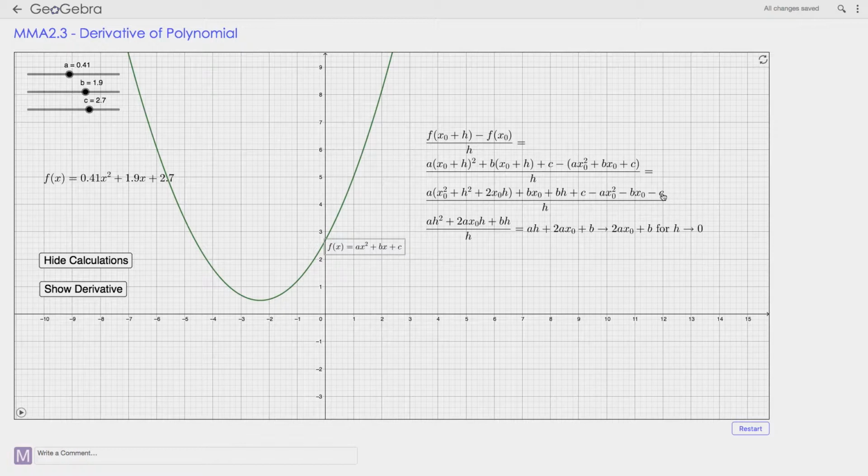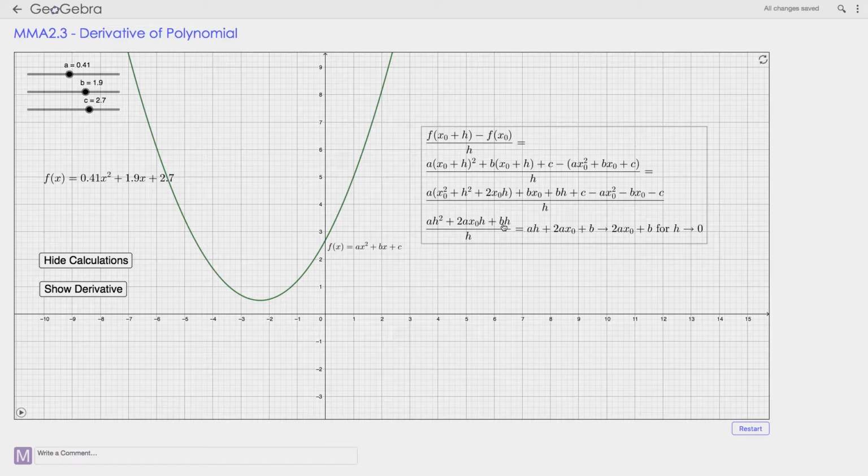And if you notice, there's a c here and a c here. There's a bx naught here, and a bx naught here. There's an ax naught squared here, and there's also an ax naught squared here. So all of these cancel. What are we left with? We are left with an a times h squared and a times 2x naught h. That's what we have here. And then there's this bh left. Everything divided by h. All of these manipulations, of course, work as long as h is non-zero.